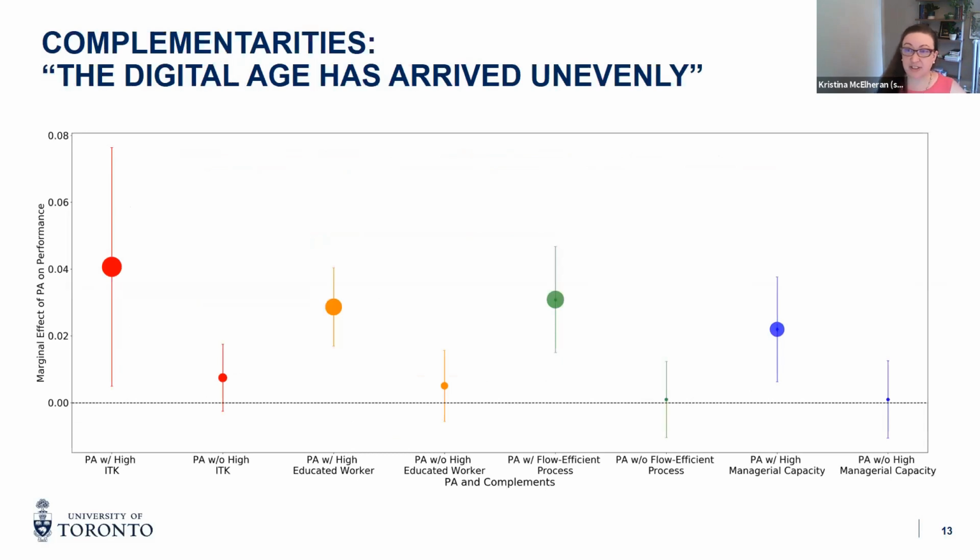And so, just to show you, this is the productivity of predictive analytics, depending on the workplace complements. As you can see, all of the value shows up in the workplaces with the complements and nowhere else. And if we hadn't captured that information, we would have gotten the story completely wrong.